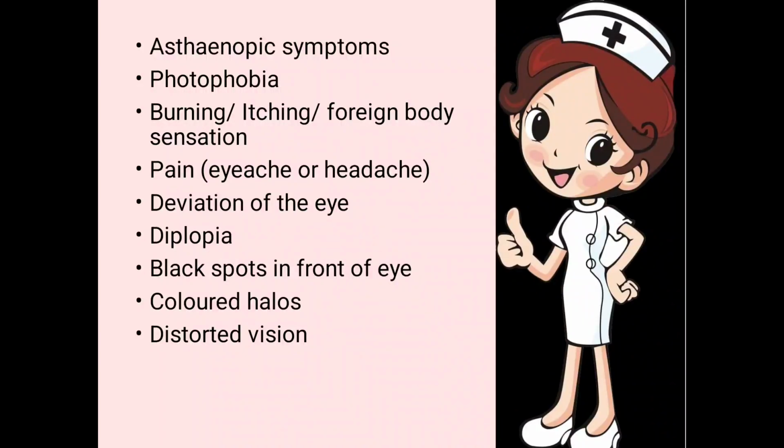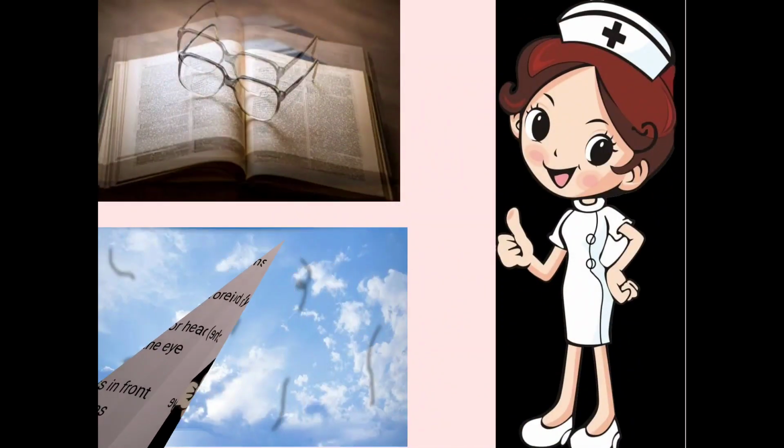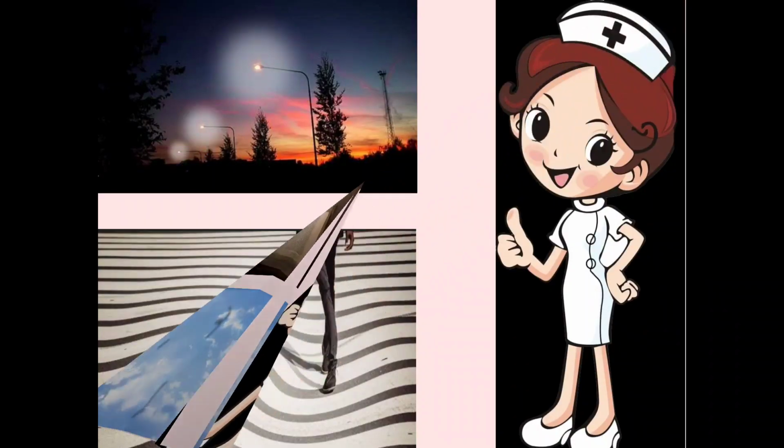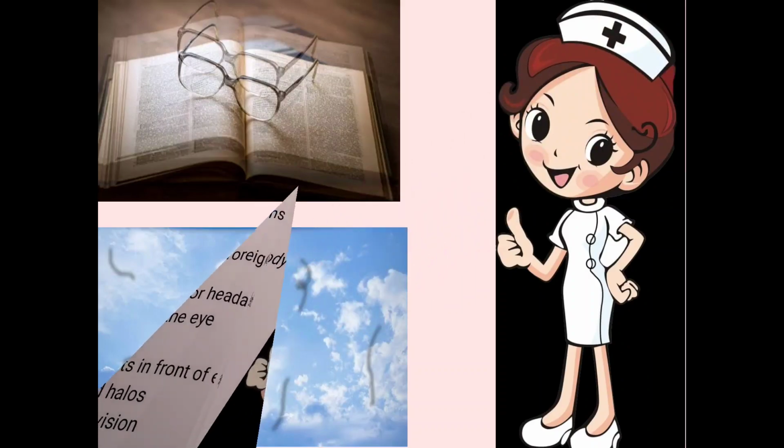Next one is colored halos and distorted vision. This one is the halos. The light is sparkling here and the halos are seen around it. These are the halos. The last one is distorted vision.